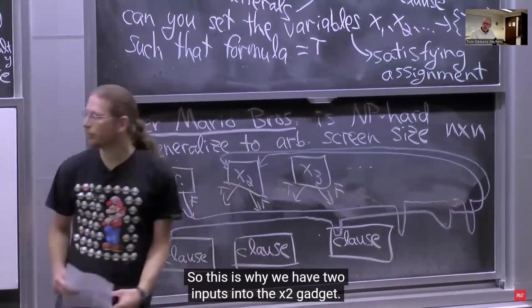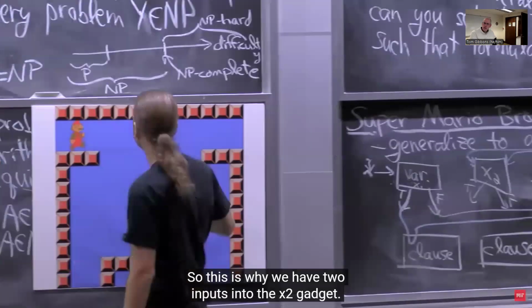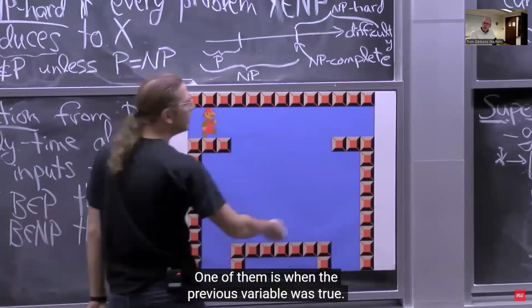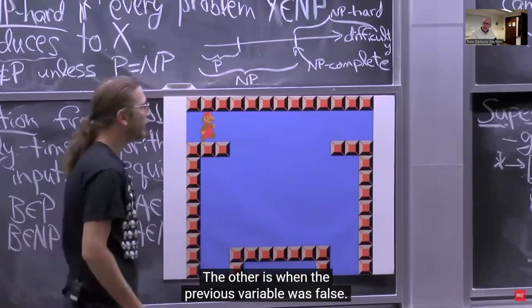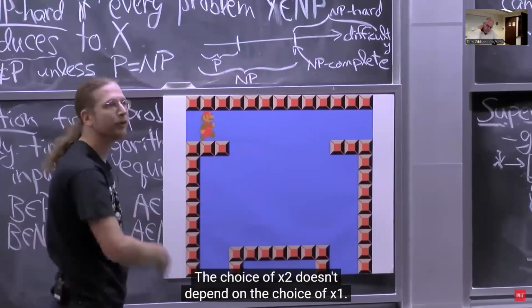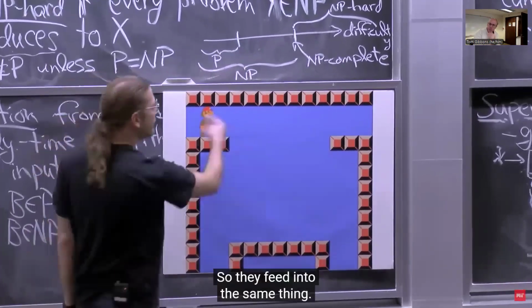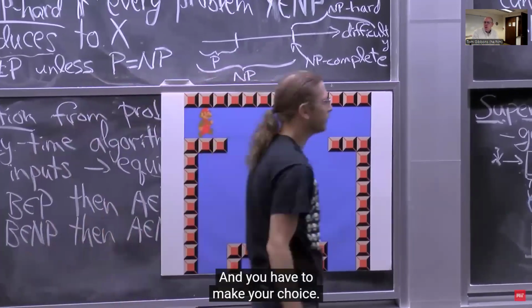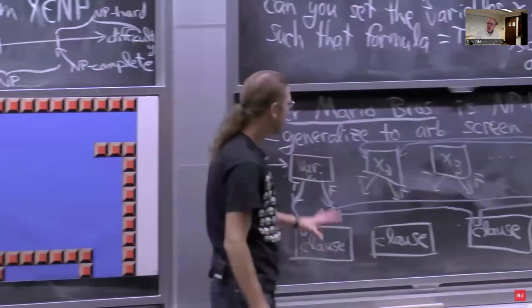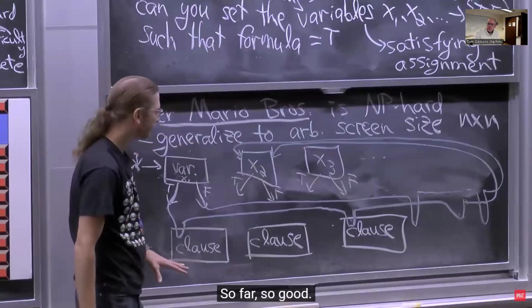So this is why we have two inputs to the x2 gadget. One of them is when the previous variable is true. The other is when the previous variable is false. The choice of x2 doesn't depend on the choice of x1, so they feed into the same thing, and you have to make your choice. Okay, so far so good.